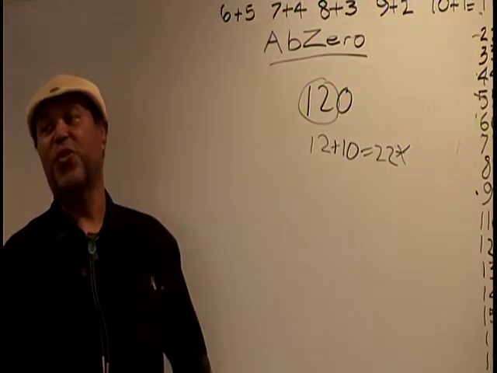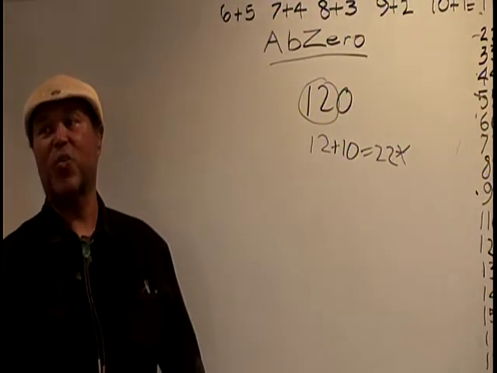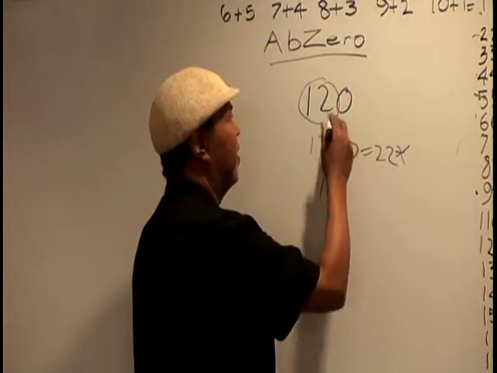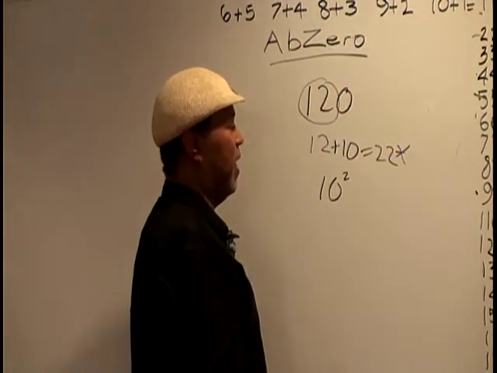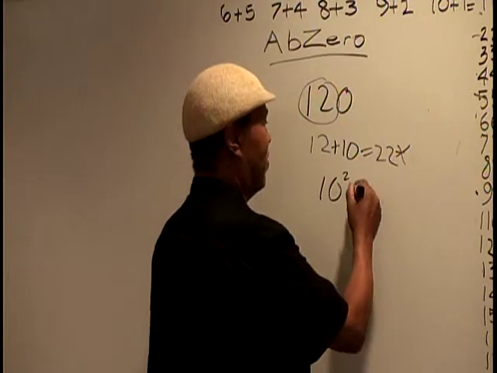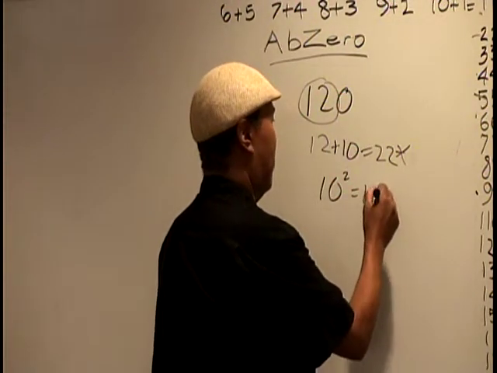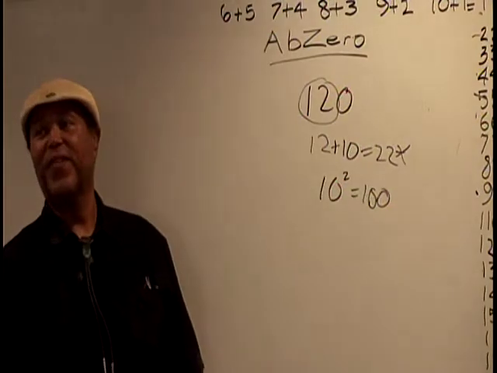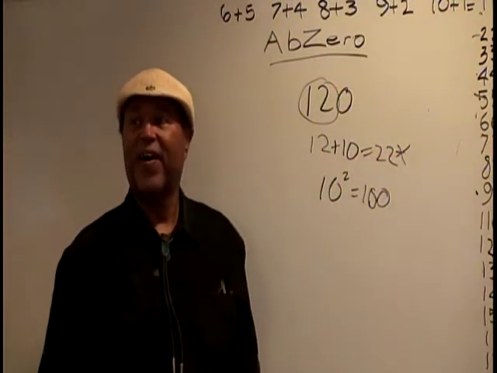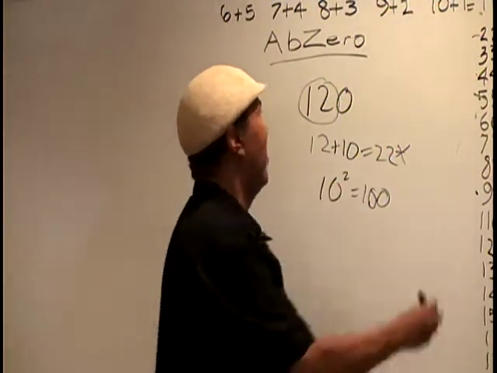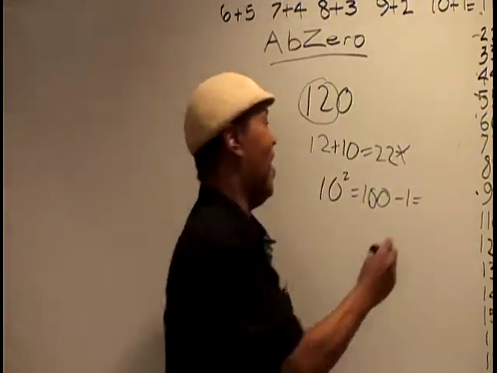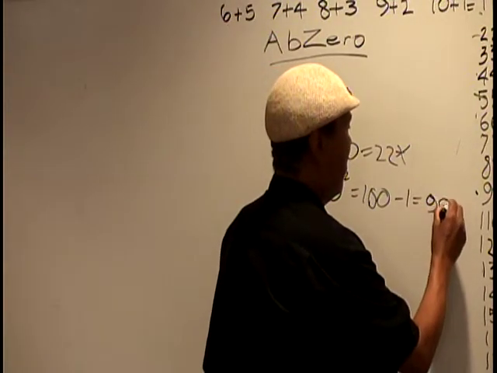How about using the 2 as an exponent to square the 10? Using the 2 as an exponent to square the 10, what is 10 times 10? 100. That's it, 100. And what do you do with the 1? Subtract, that's right. So 100 minus 1 equals 99. That's a winner. Right there.